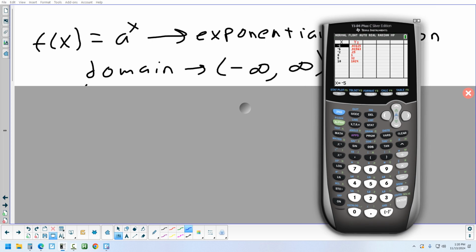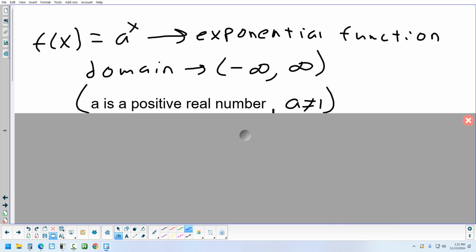If you plug in negative 10, you get 0.0009. Pretty small. If you plug in negative 20, now you get 0.000009. But is that 0? No, it's very, very small. So as this graph curves down to the left, it's getting close to 0, but it is never reaching.